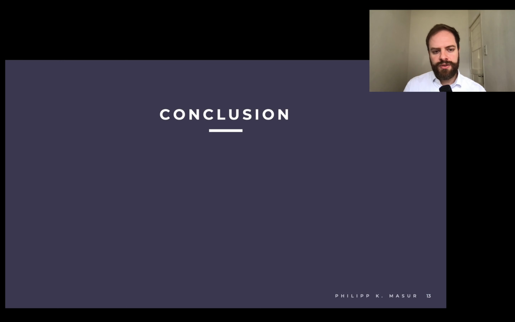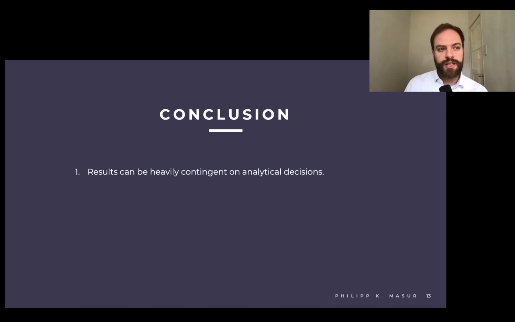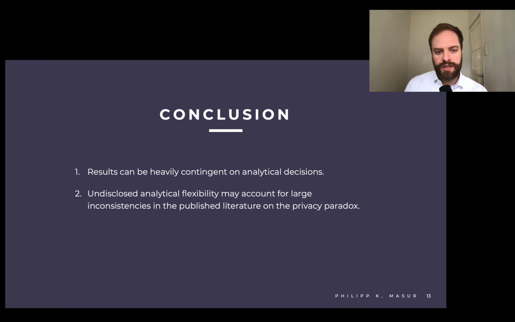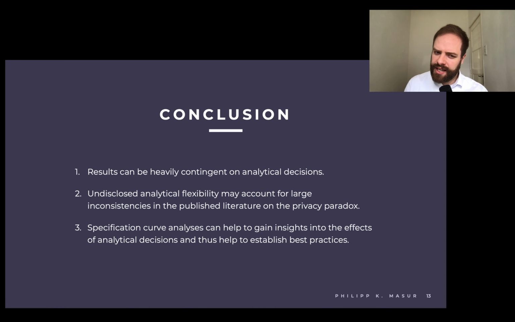So as a conclusion, results can be heavily contingent on analytical decisions, particularly in the literature on the privacy paradox. Undisclosed flexibility may be the reason for some of the large inconsistencies in the published literature on the privacy paradox. And finally, I believe specification curve analysis can help to gain insights into these effects of analytical decisions and thus help to establish best practices.